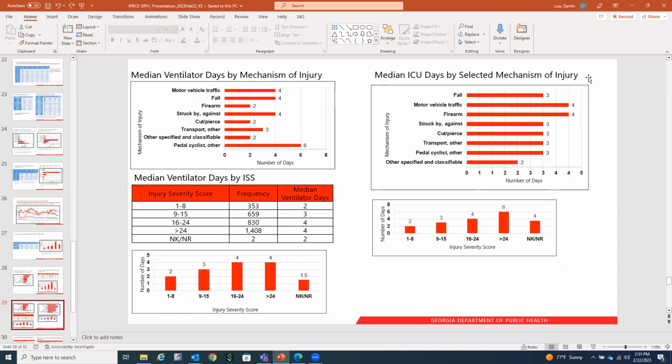And the right side is the median ICU days by selected mechanism of injury. So if you look here, it's fall injury, and the median ICU days is 3 days. Also from here, you can say that the more severe the patient, the longer the patient stays in the ICU.